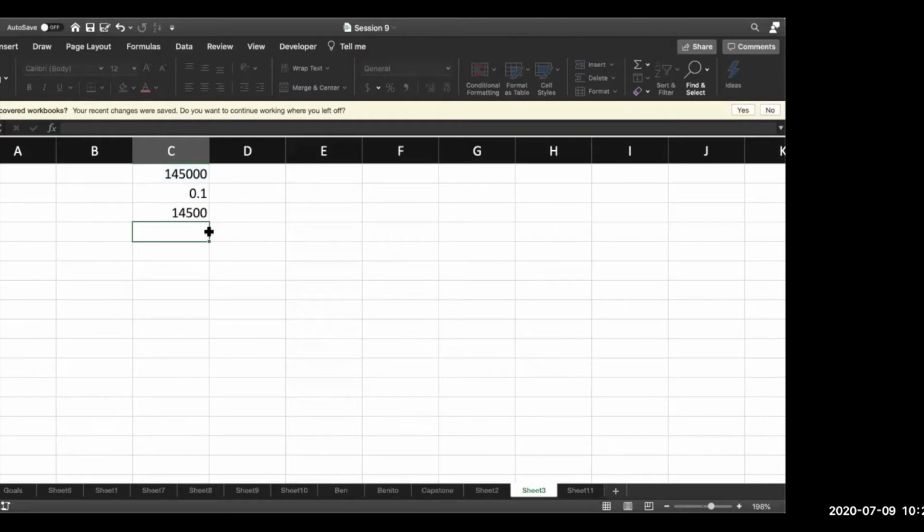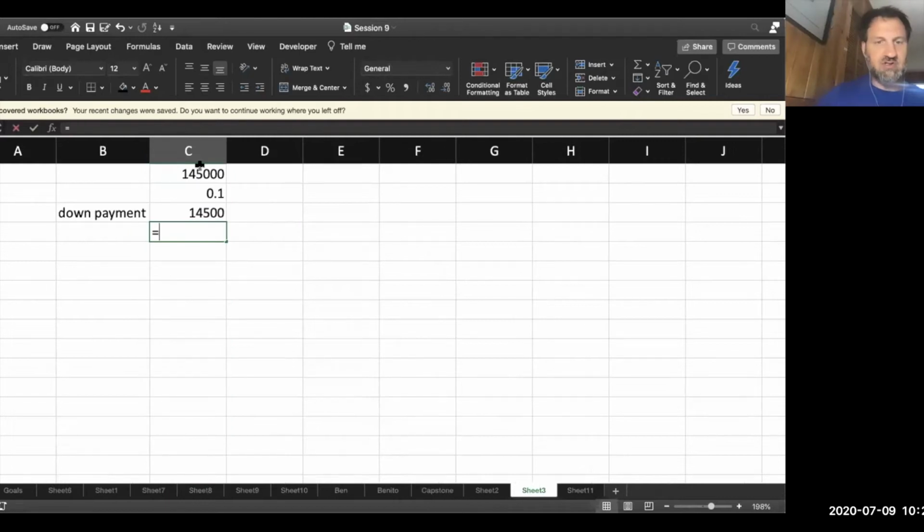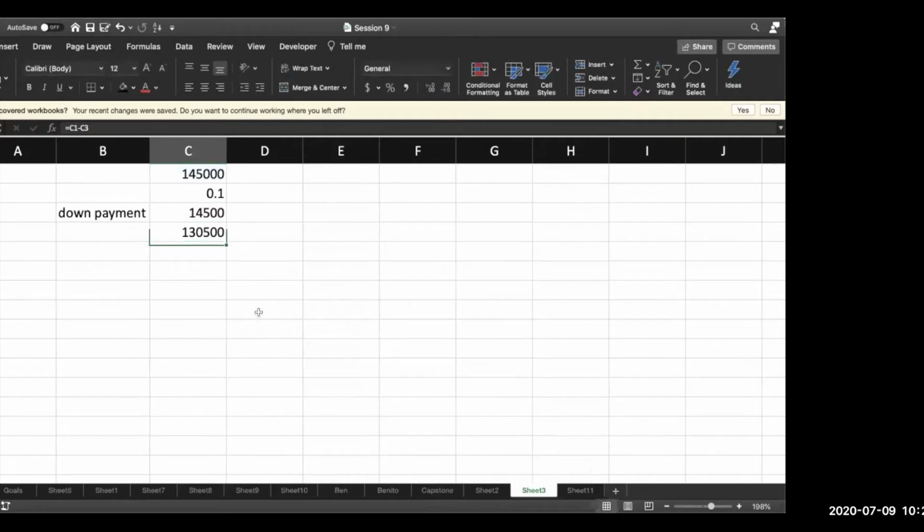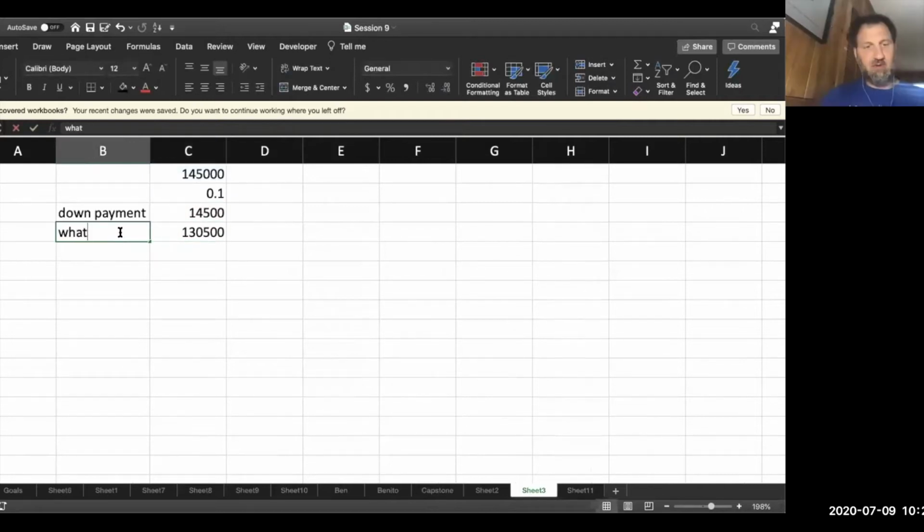And so when you make a down payment, it just decreases the balance, right? And what you still need to pay. So this is what needs to be borrowed. And that's the answer to the first question, the $130,000.